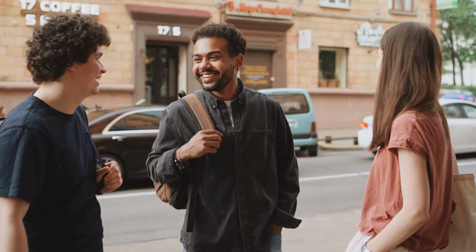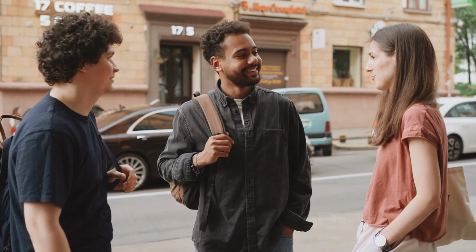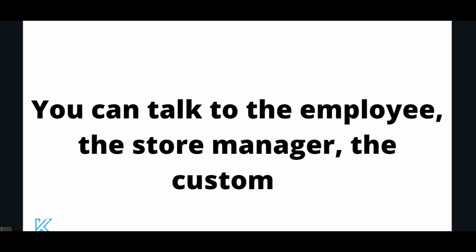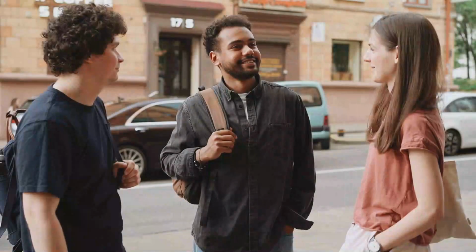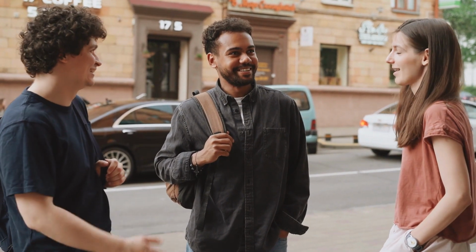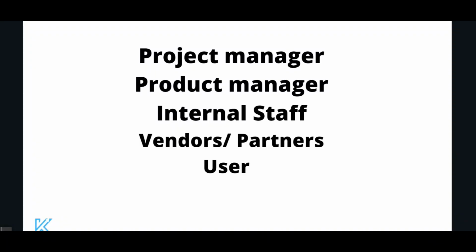So in our Subway sandwiches example, the next step would be to go to a Subway store and talk to the stakeholders. You can talk to the employee, the store manager, the customer. That way you can find out from each of their perspectives. In a corporate setting, you could talk to the project manager, the product manager, and these people would give you the background for the project or the product that you're creating. You'd also talk to your internal staff and they will tell you more about the operations and the day-to-day process. You may be able to talk to the vendors or partners if that's applicable. It'd be great if you could talk to the users or the clients and anyone else who is a stakeholder.